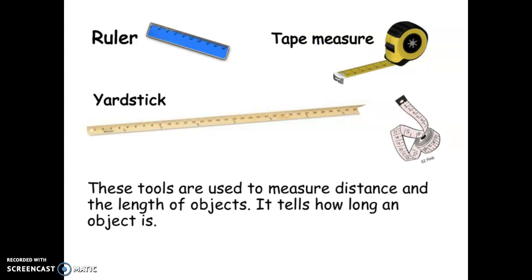Here we have a ruler, a yardstick, which is a lot longer than a ruler, and two tape measures. One tape measure, the yellow one, is made of metal. The one below in pink is made of plastic or fabric, and it's easy to measure something that might be round or have lots of curves. These tools are used to measure distance and the length of objects. It tells how long an object is. Let's go to the table and measure some things.